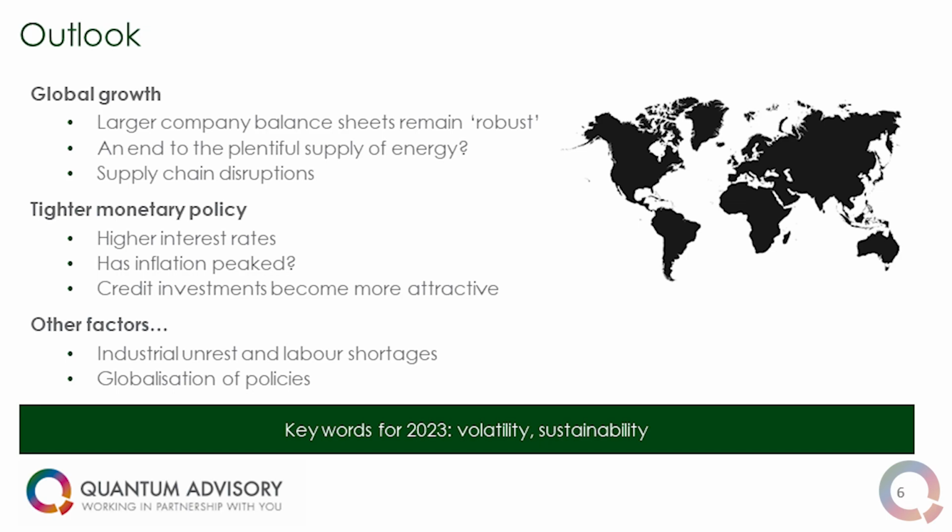Some of the factors that I think we'll see come to bear and play out: we mentioned an end to plentiful supply of energy. We're all aware that energy prices have increased. Given the policies around energy, it's likely that over the next few years we will see energy prices remain higher, and they will for a while definitely feed through into the inflation figures, but those will probably come down, and we expect those to come down next year.